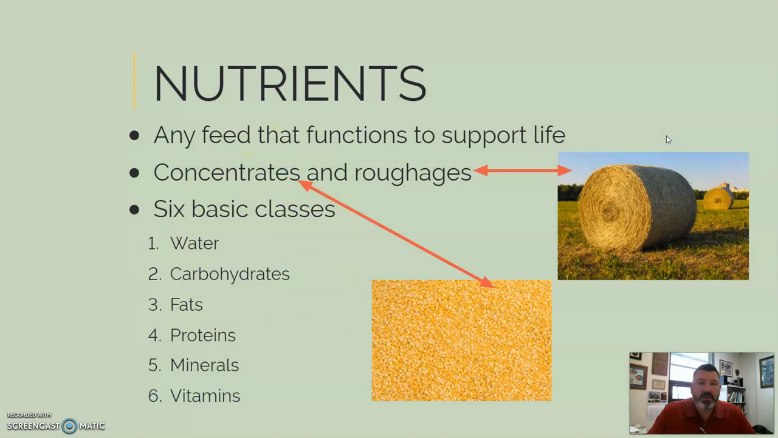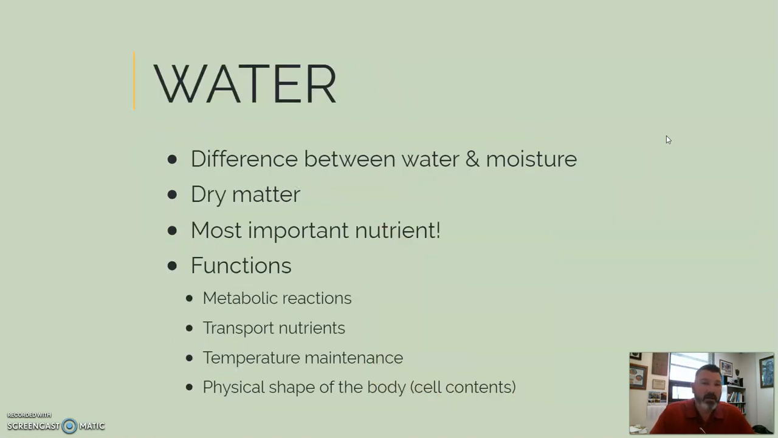So when we talk nutrients, there's six big ones that we're going to talk about. These are the basic classes of nutrients. They are water, carbohydrates, fats, proteins, minerals, and vitamins. One that's not a nutrient that we will talk about towards the end of this mini lecture is non-nutritive additives and some of the things that they will bring to the table in your animal diets. Added a couple images here to the screen just to remind you what concentrates and roughages might look like. Let's break down each one of these more specifically.